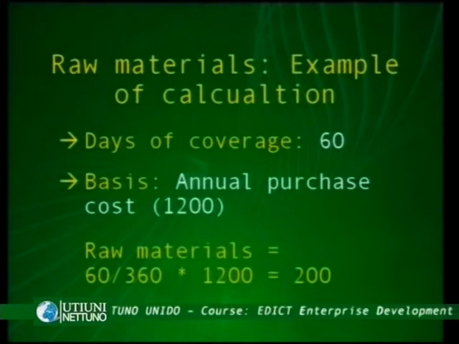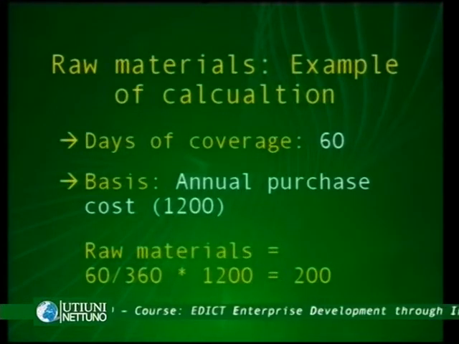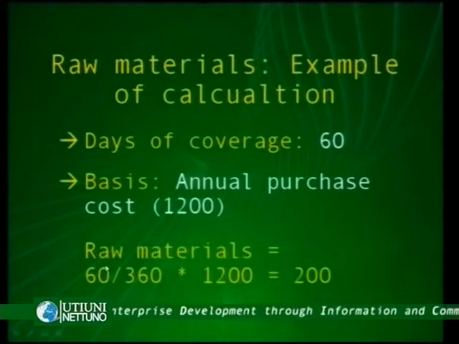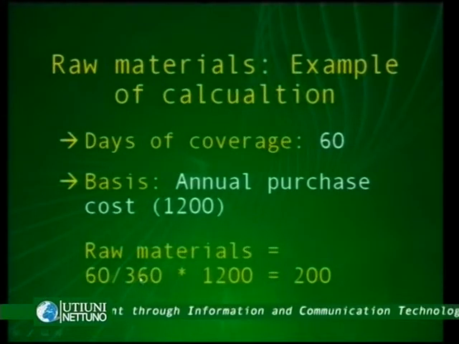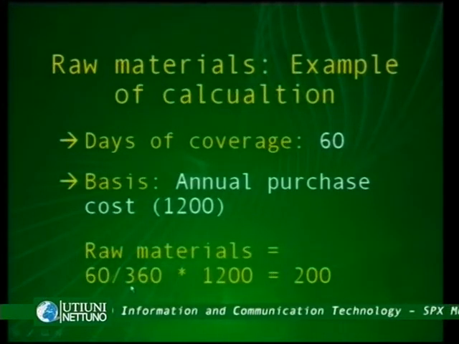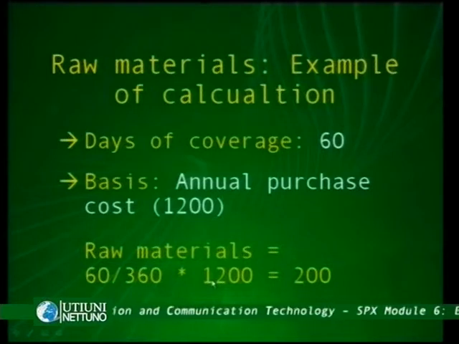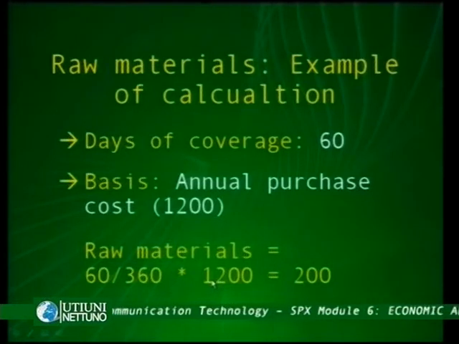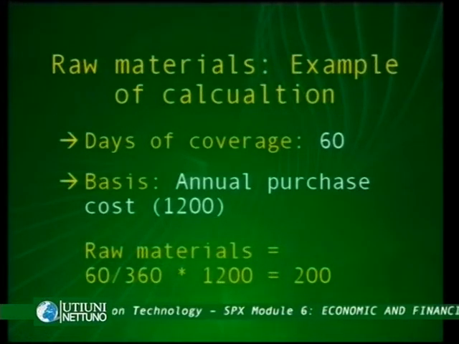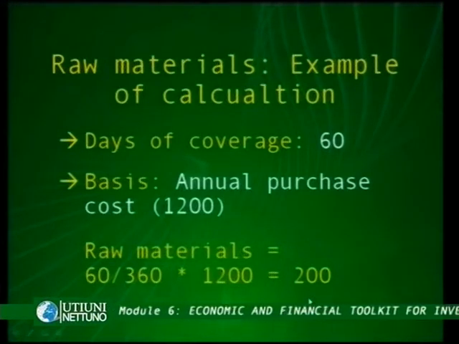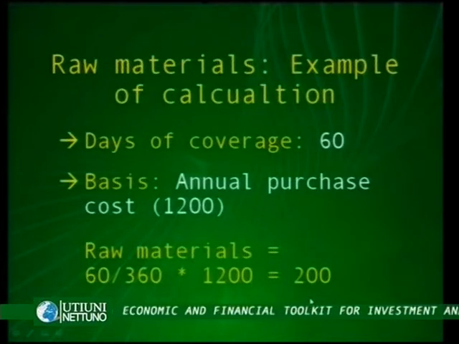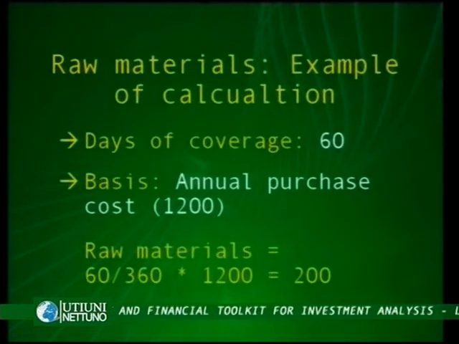At this point, we can easily calculate the value of the raw materials, taking the days of coverage, dividing these days of coverage by the number of days in a year, and multiplying this ratio times the basis, that in our case is the annual purchase cost and is equal to 1,200. So in the end, it's possible to estimate the need of raw materials for this project equal to 200.